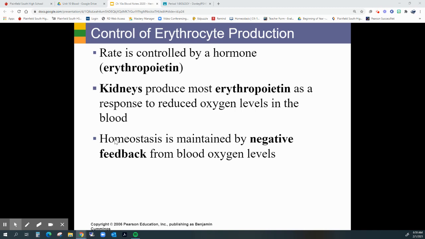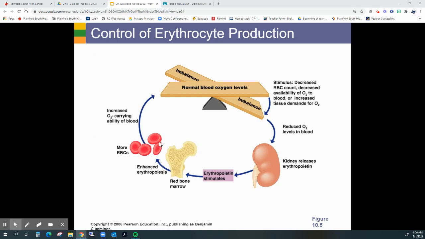All right, so homeostasis, again, is maintained by negative feedback, and that's specifically done by blood oxygen levels. So if there's not enough, we're going to produce more red blood cells, okay? Last slide here just shows that imbalanced system. So with normal oxygen levels, we stay nice and balanced. If we imbalance that, we see this cascade of effects that happen.